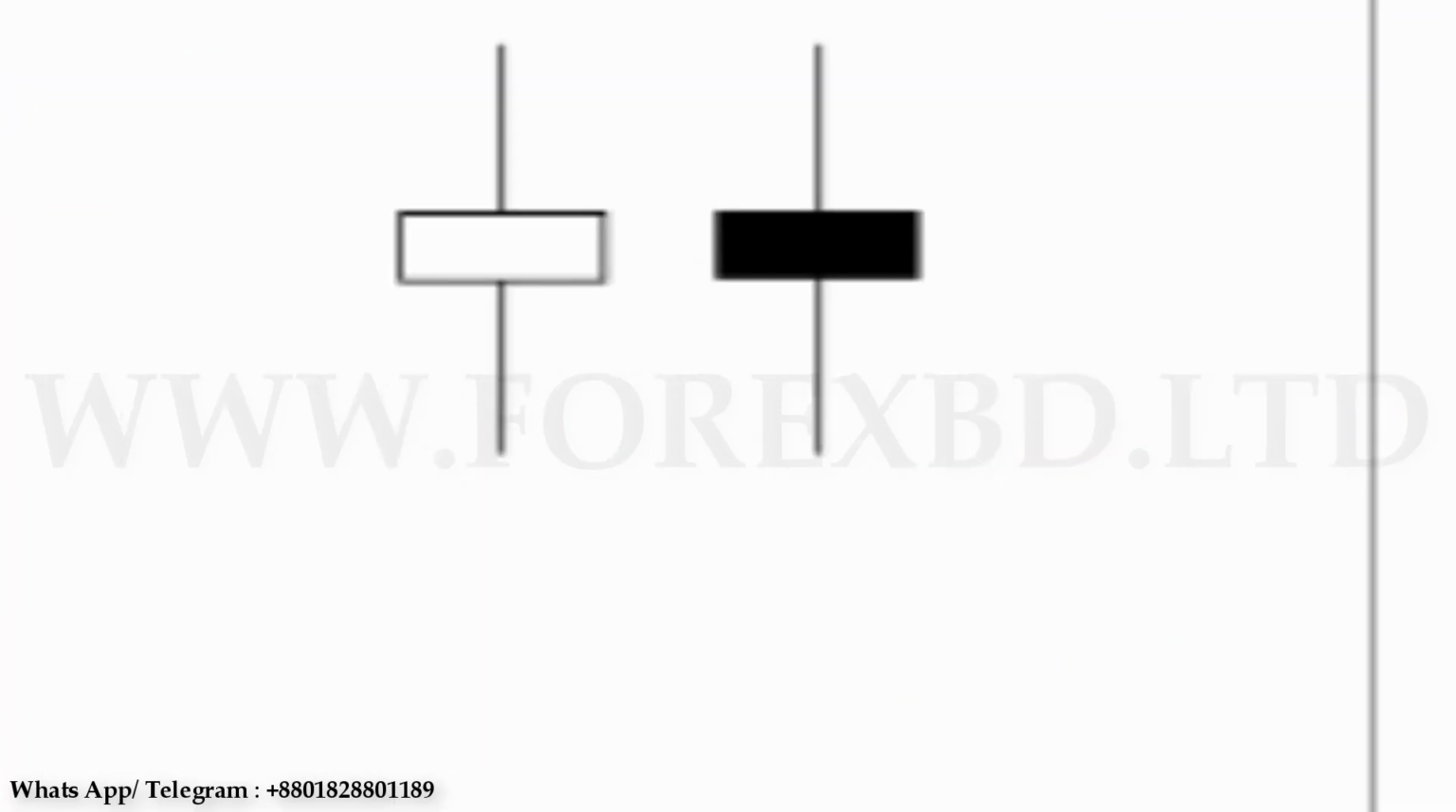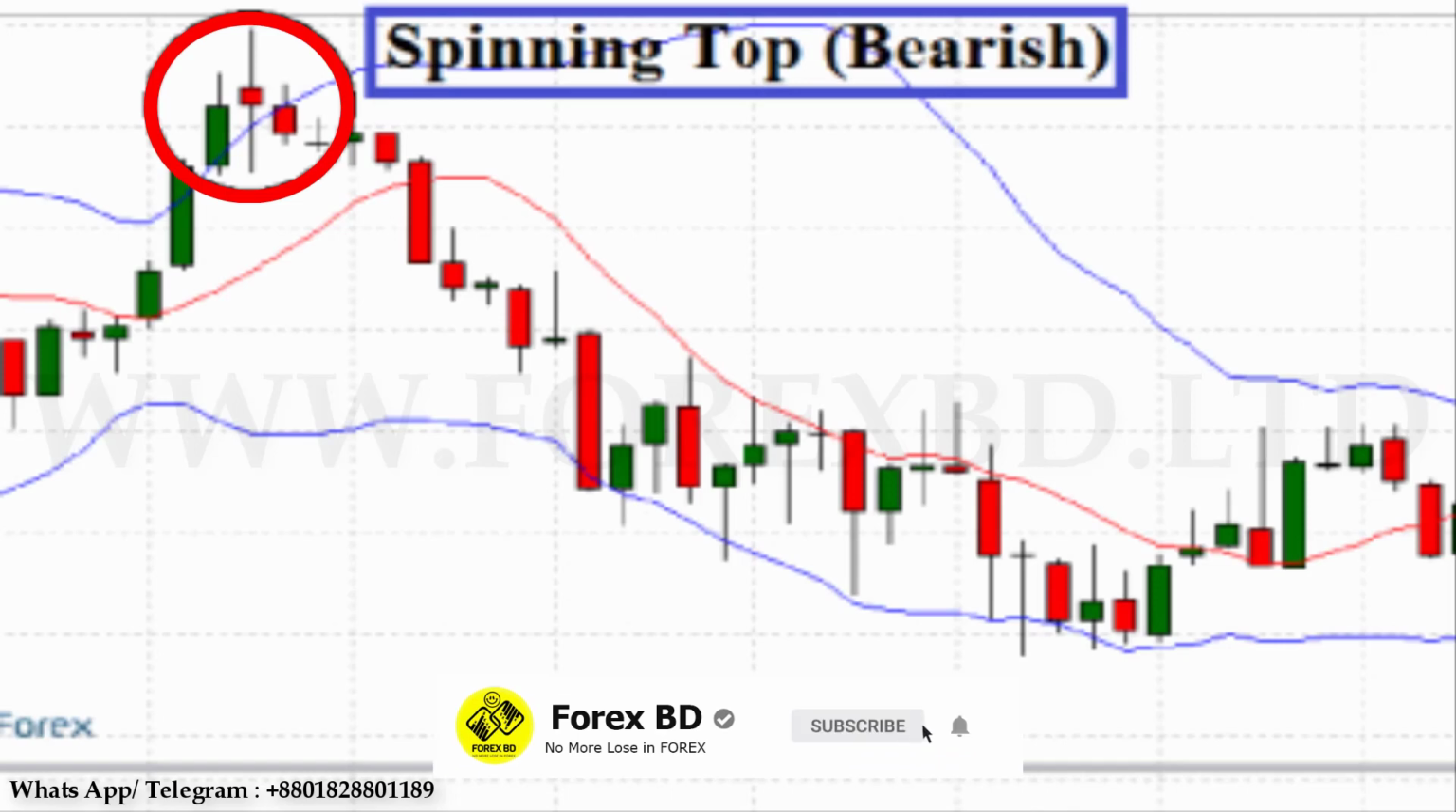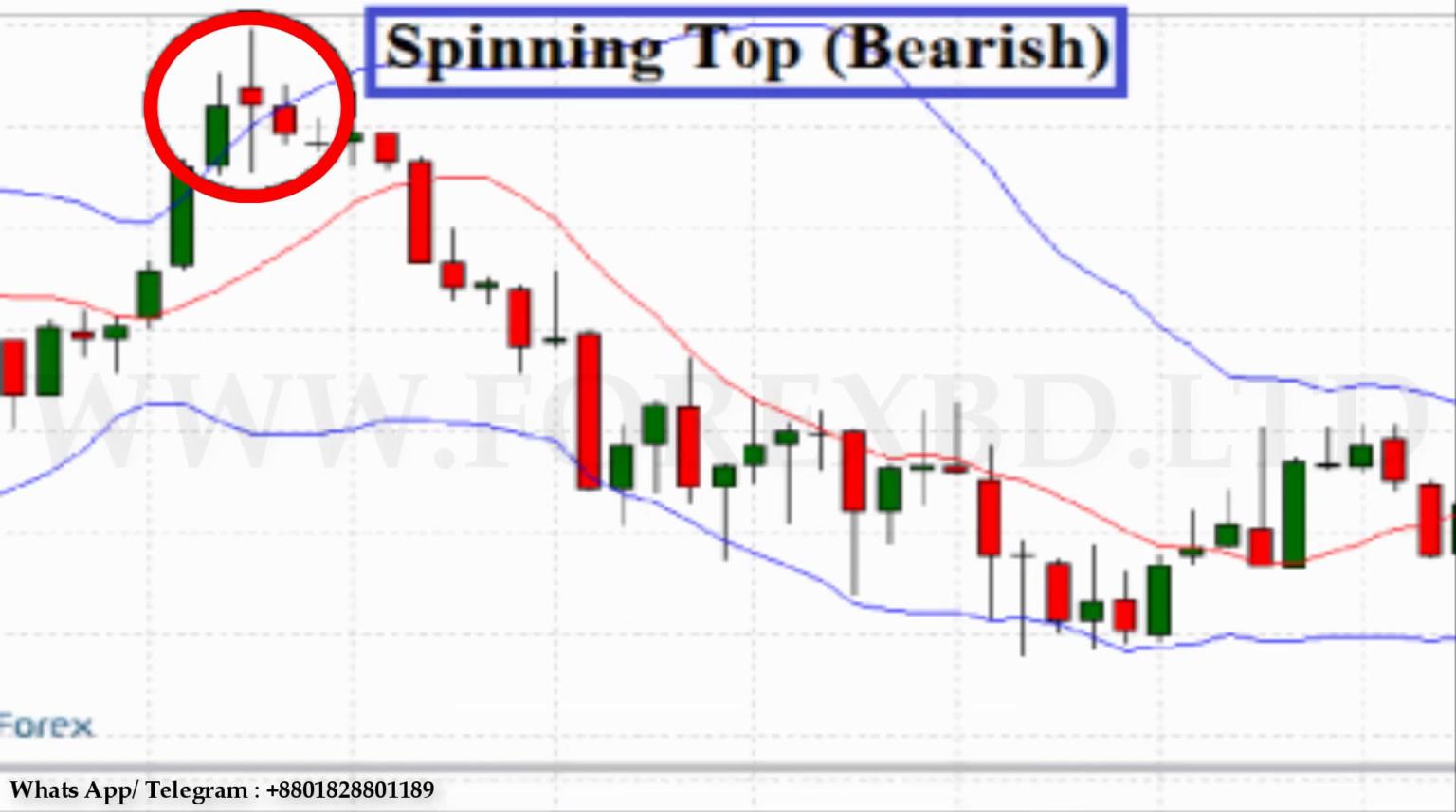Spinning top bearish. Even if the price of a candle fluctuates a lot, if the values of both opening price and closing price are close to each other, then the candlestick of that shape is called a spinning top.